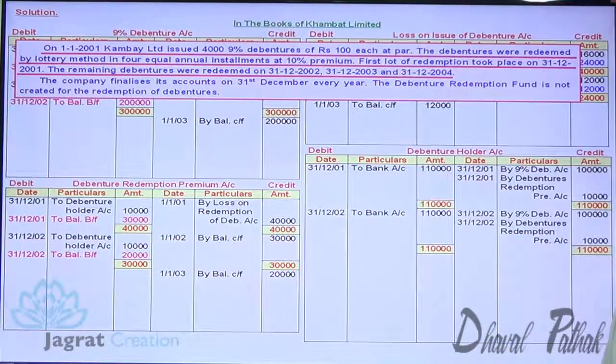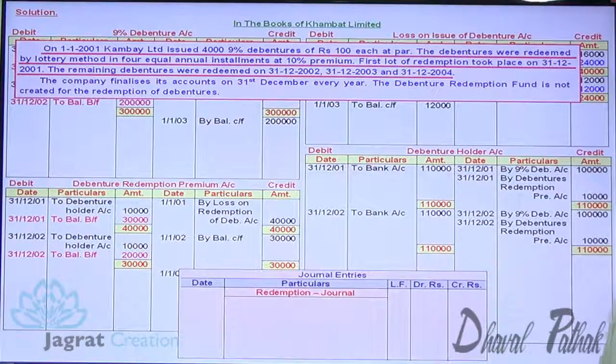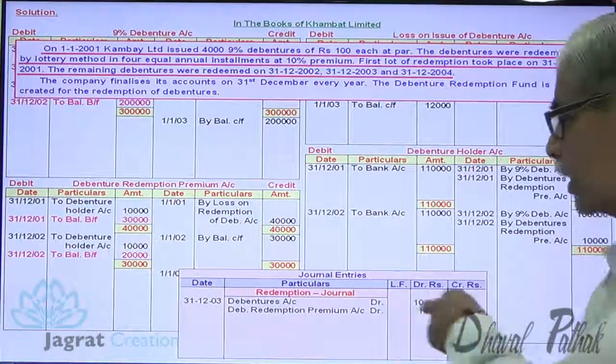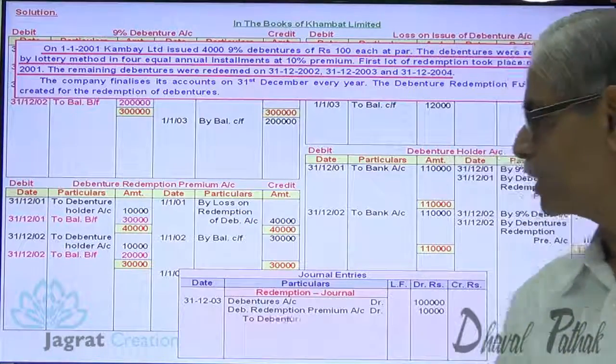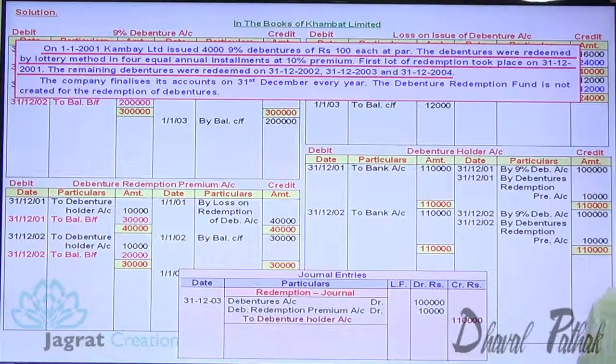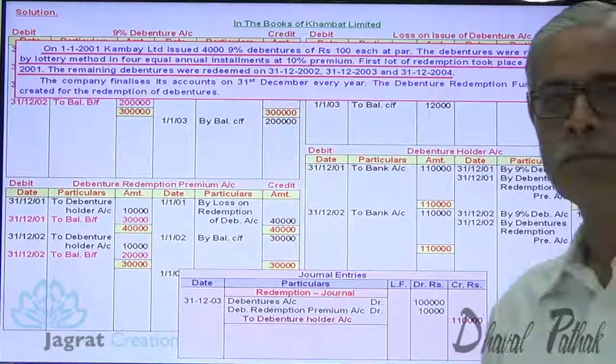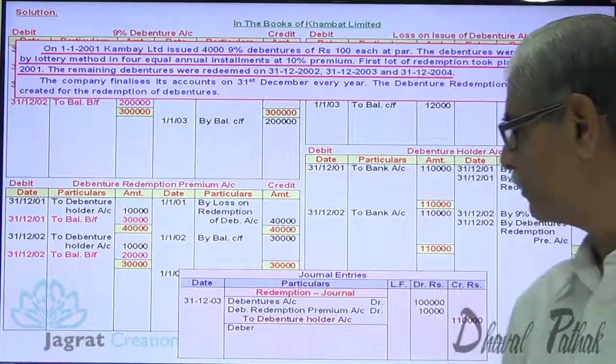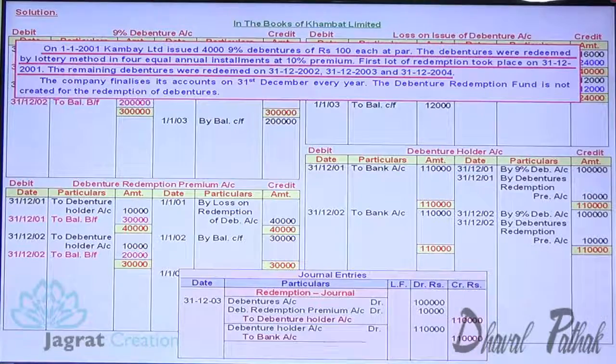In the third year also 1 lakh rupees are redeemed. So debenture account debit 1 lakh. Debenture redemption premium account debit 10,000 to debenture holders account credit 1 lakh 10,000. It is just a repetition. Next, debenture holders account debit 1 lakh 10,000 to bank account credit 1 lakh 10,000.